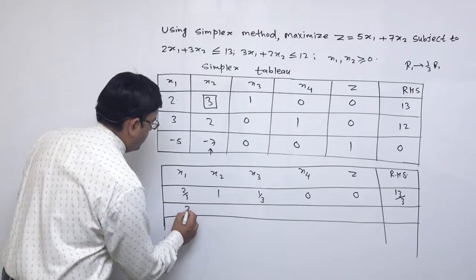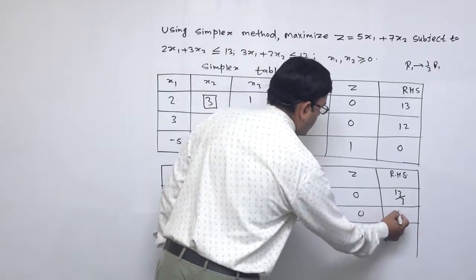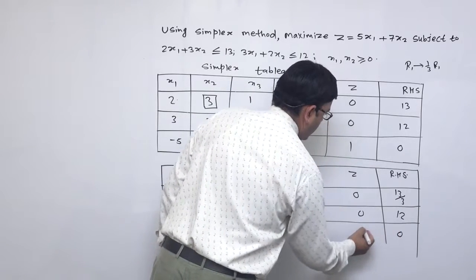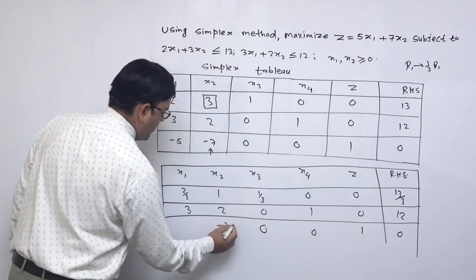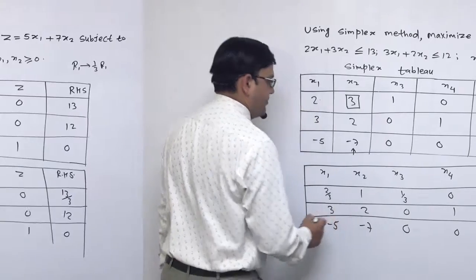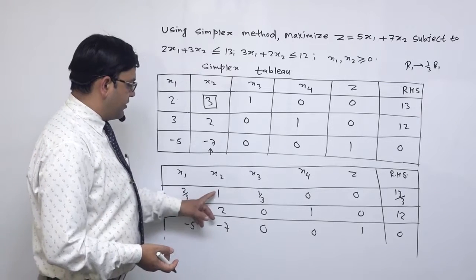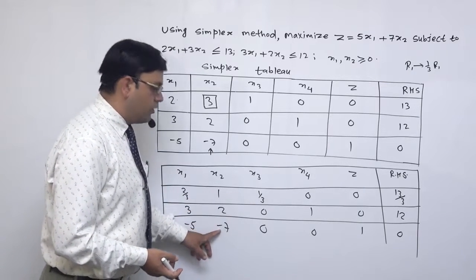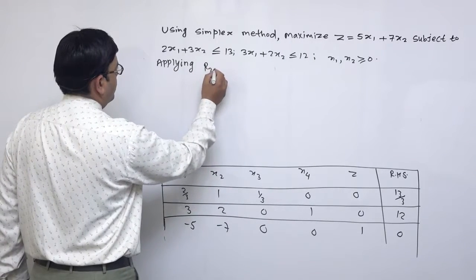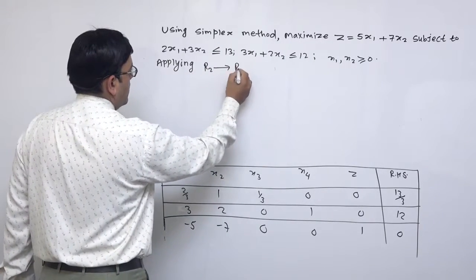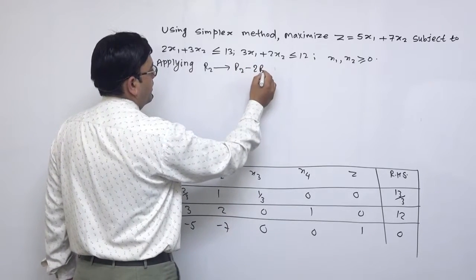अब यस्तै अरु हामीले जस्ताको तस्तै कपी गर्छौं: 3, 2, 0, 1, 0, 12, and similarly we have 0, 1, 0 and then again 0. This is -7 and then this one is -5. Now again we have to apply, we have to make here 0 and then here also 0. So for this one applying R2 changes into R2 minus 2R1.